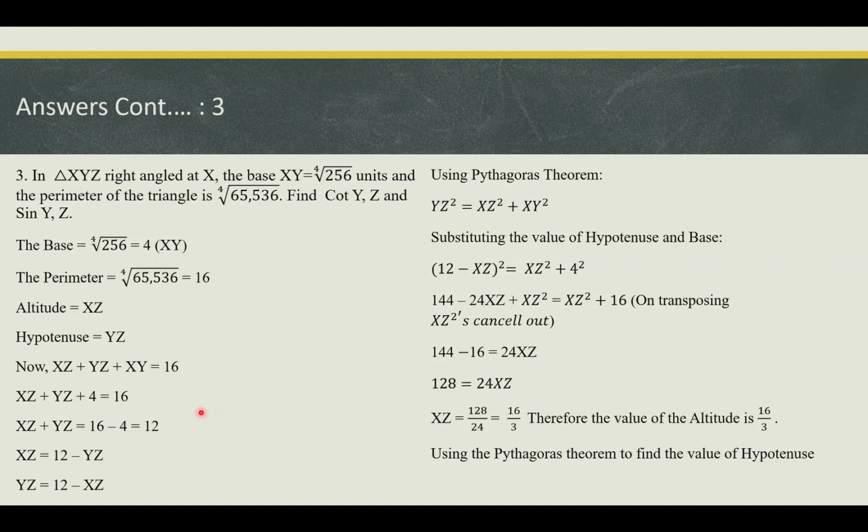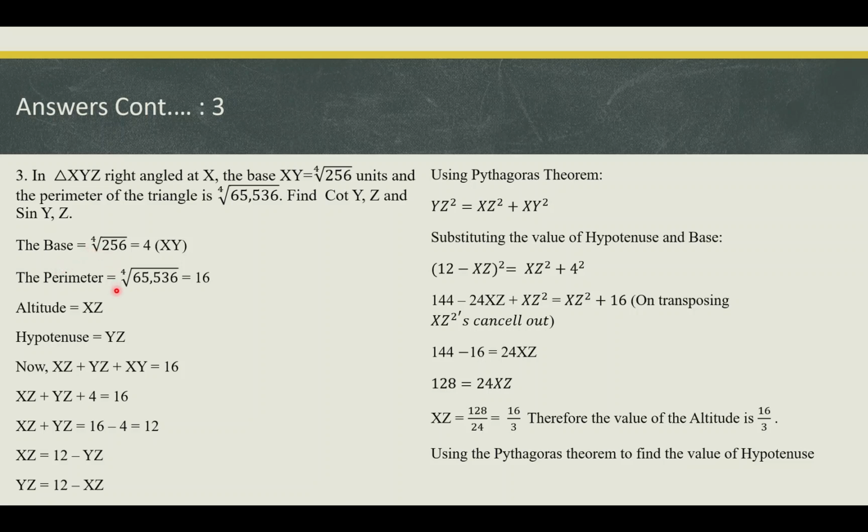So in this question, the base is the quad root of 256, which is equal to 4, and the parameter is the quad root of 65,536, which is 16. Now that you have the values of the base and parameter, you use the parameter rule, which is that the addition of all sides is equal to the parameter.